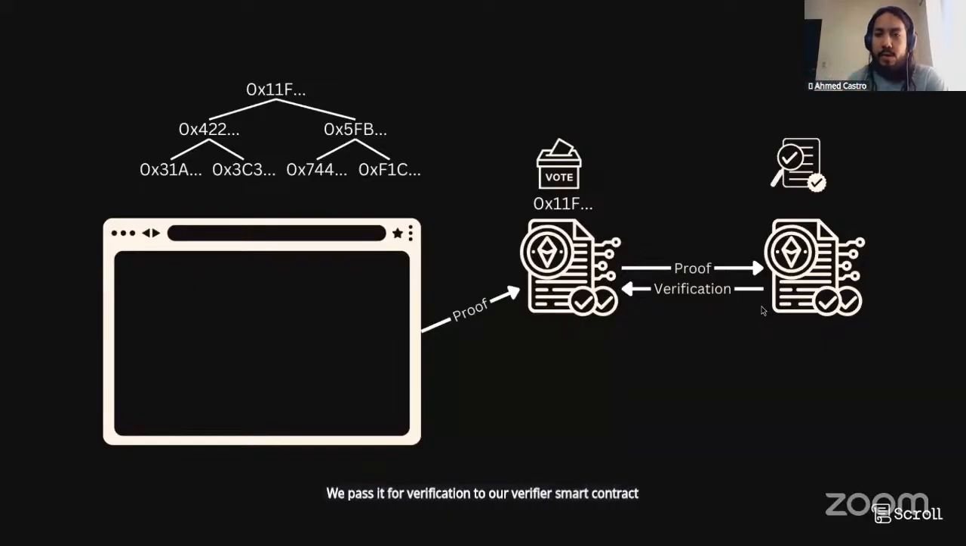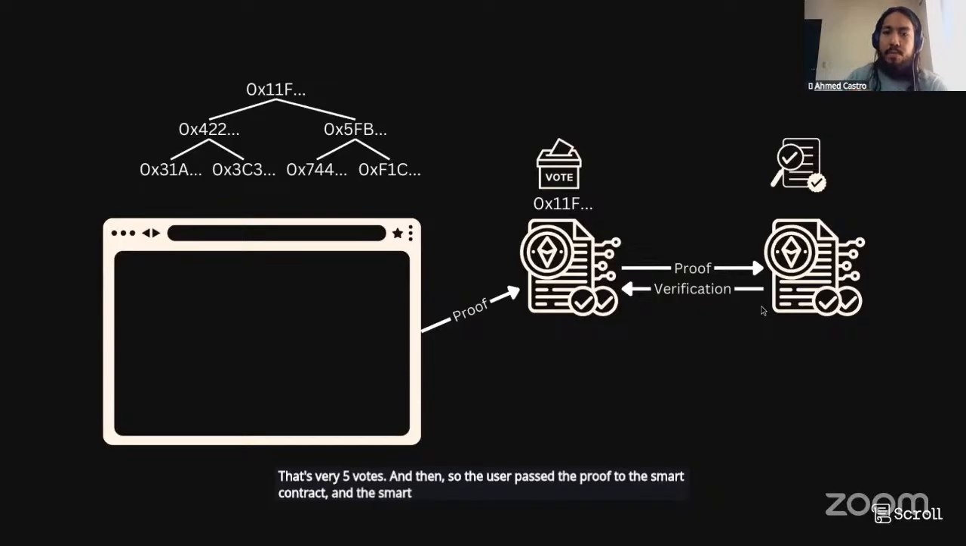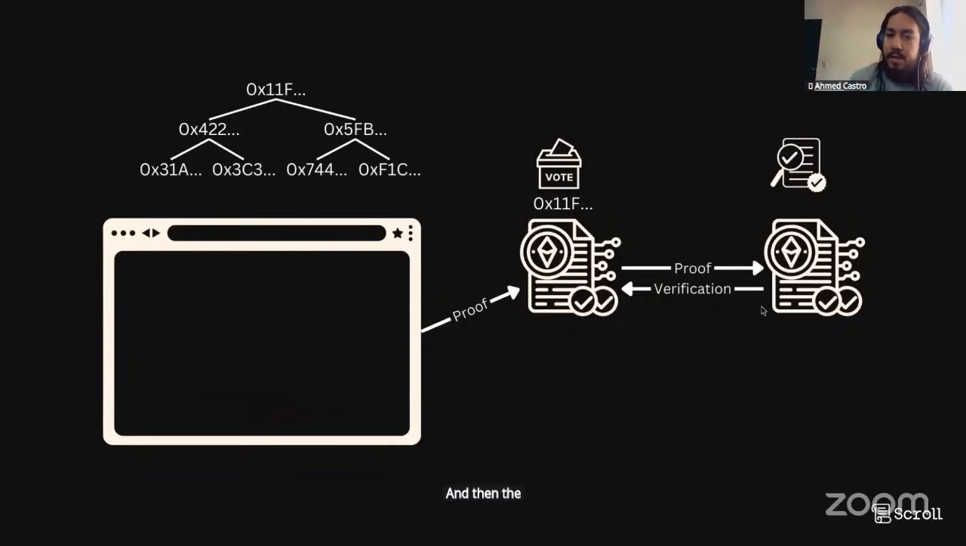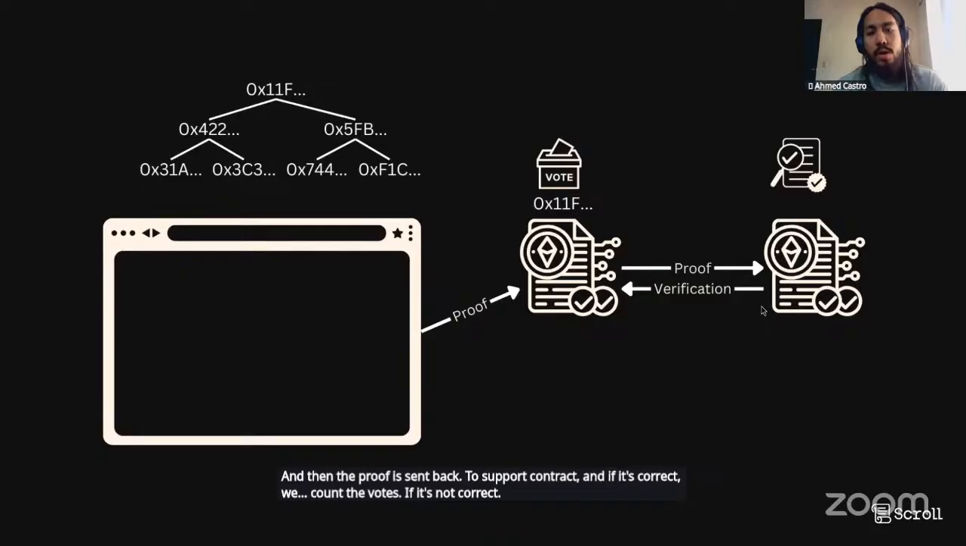We have a circuit that verifies votes. The user passes the proof to the smart contract, and the smart contract checks if the proof is valid by checking with the other smart contract generated by our circuit, and then the result is sent back to the smart contract. If it's correct, we count the vote. If it's not correct, we don't count it.